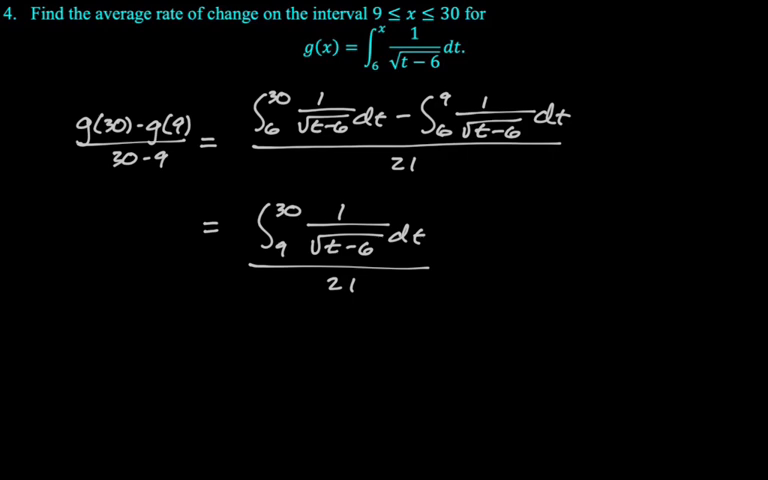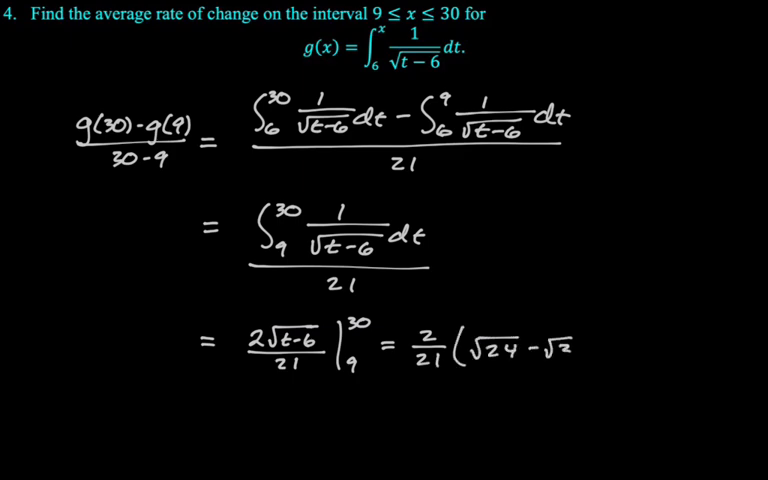I'm going to make it t minus 6 to the negative 1/2. So I'm doing this in my head. t minus 6 to the negative 1/2 plus 1, times the reciprocal, is to the positive 1/2 and times 2. So we're going to get 2 square root t minus 6 all over 21. And we're going from 9 to 30. And this does not clean up. We just get 2 over 21. When you plug in 30, you get root 24. When you plug in 9, you get root 3. You can simplify square root of 24, but it doesn't get any better than that.